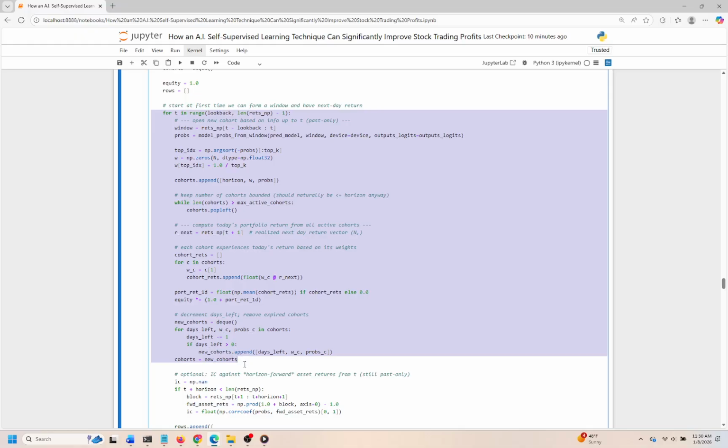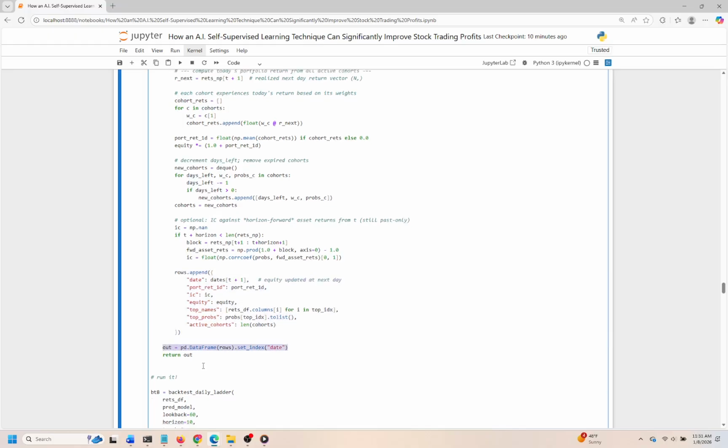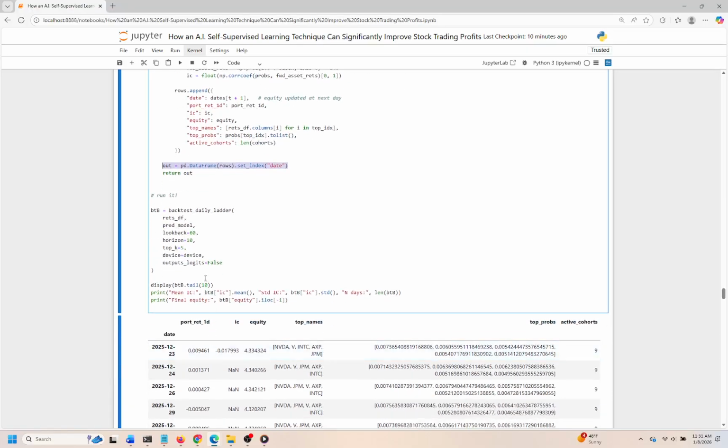Additionally, the function calculates an information coefficient, or IC, which offers insight into how well the predicted probabilities align with actual future asset performance. Output is structured as a data frame, capturing the date, daily portfolio return, IC, total equity, and other key metrics. This produces a rich dataset for analysis, enabling users to track performance over time. As we move to the next cell, we will likely delve deeper into interpreting these results and potentially refine or adjust our model based on the outcomes observed here.